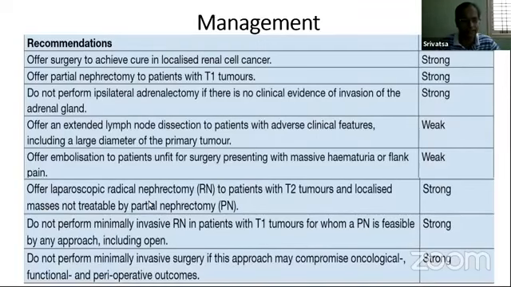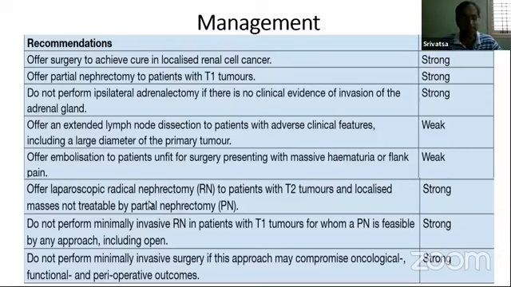Coming to the recommendations, offer surgery to achieve cure in localized renal cancer. This has got the strongest strength of rating. Offer partial nephrectomy to patients with T1 tumors. Do not perform ipsilateral adrenalectomy if there is no clinical or radiological evidence of invasion of the adrenal gland. Offer an extended lymph node dissection to patients with adverse clinical features, including a large diameter of the primary tumor. The strength rating is weak. However, I think Dr. Ragavan is going to elaborate more on this in the subsequent talk.